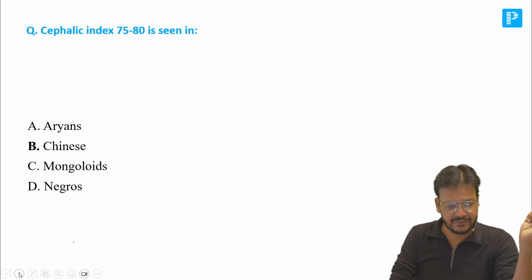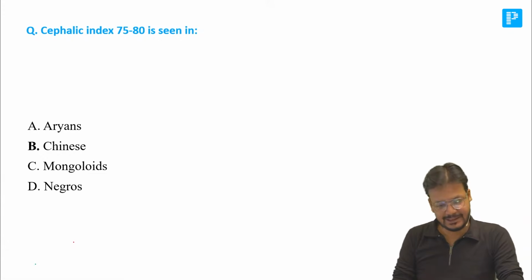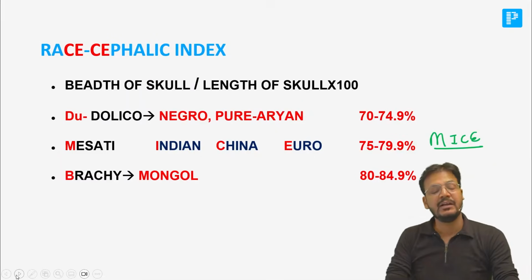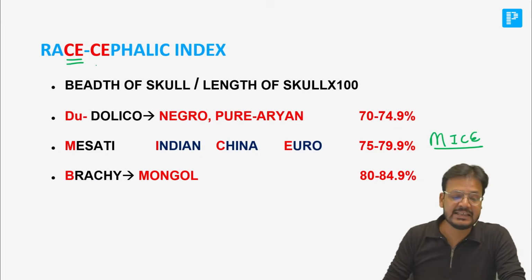सर, cephalic index of 75 to 80 is seen in which condition बेटा? Cephalic index of 75 to 80, which condition: Aryans, Chinese, Mongol and Negroid. It is B, Chinese, yes। चलो एक बार cephalic index पढ़ा देता हूं थोड़ा सा। Cephalic index is used for race. What is cephalic index?